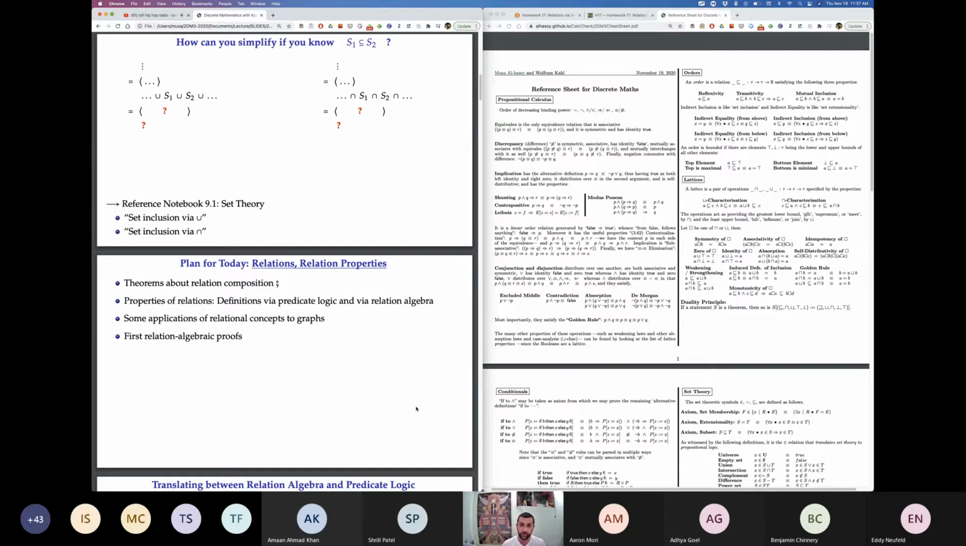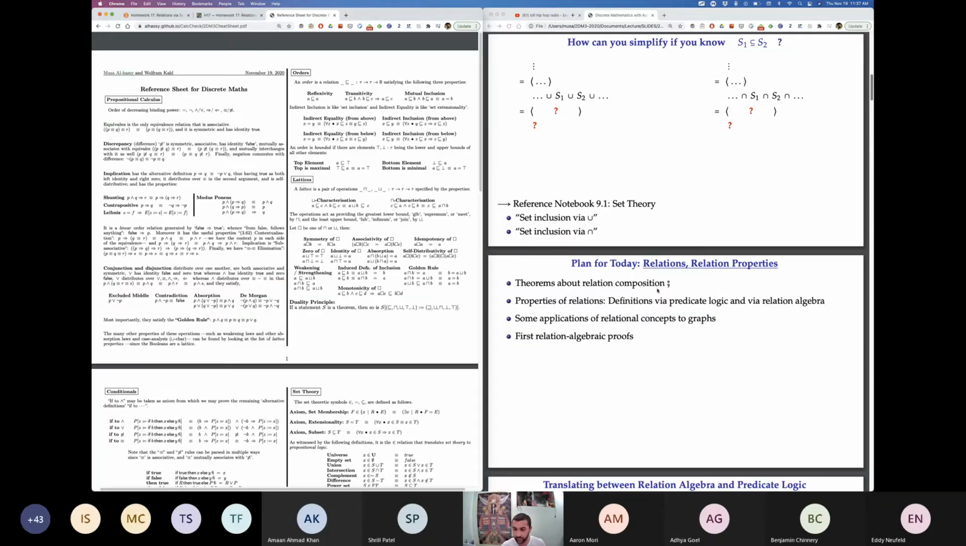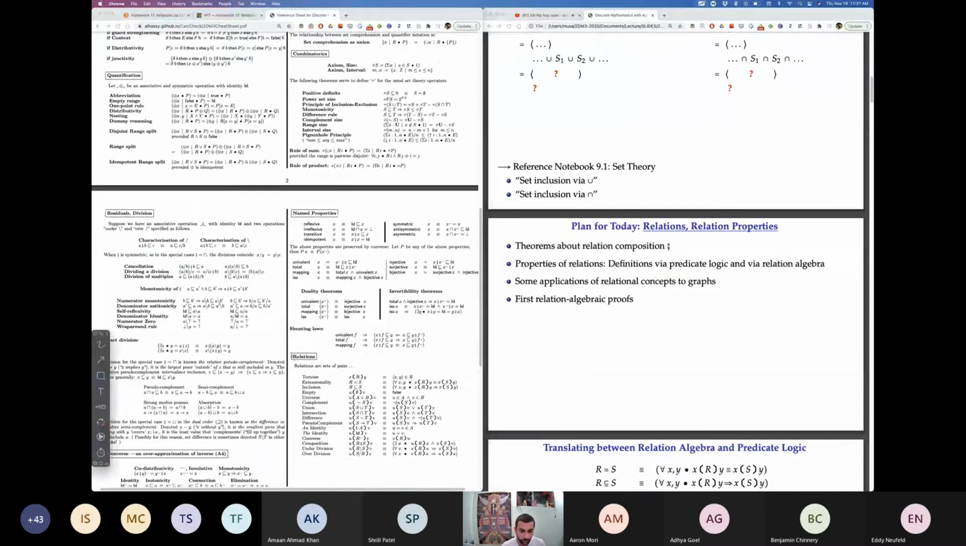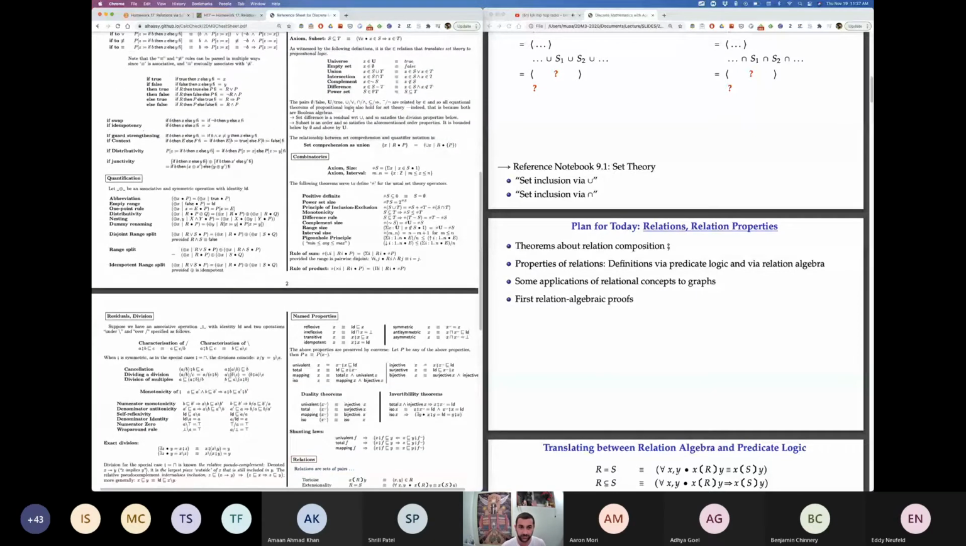I just really want everyone to be comfortable, and the idea is relations are really just sets of pairs, and sets are really just propositional logic all over again. So chapter 3, it's really the same thing. But today we'll move into a little bit more on interesting properties of working with sets of pairs, or relations.